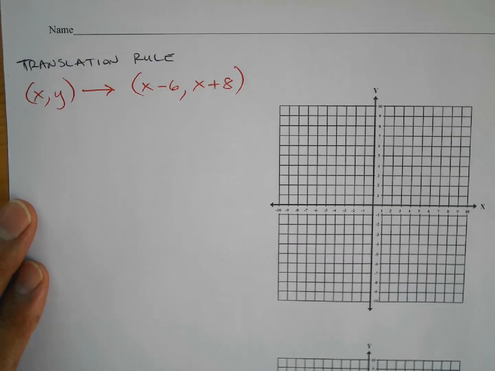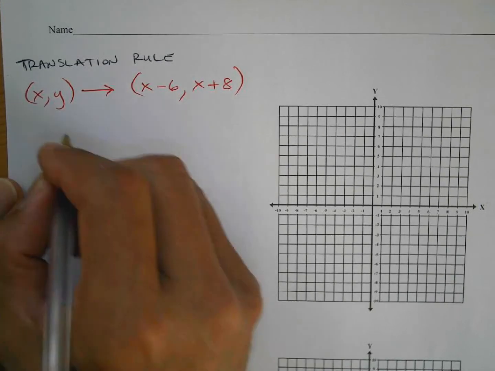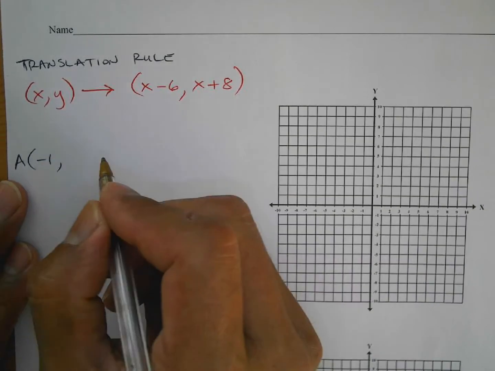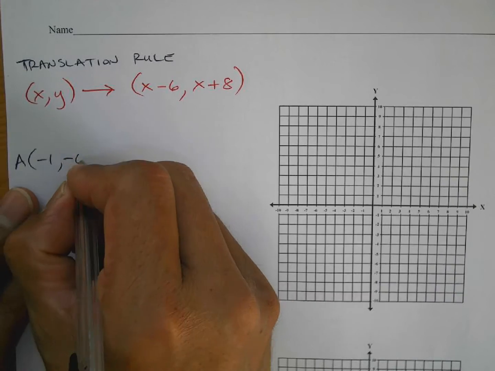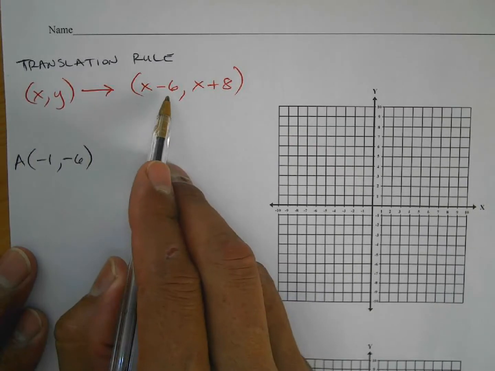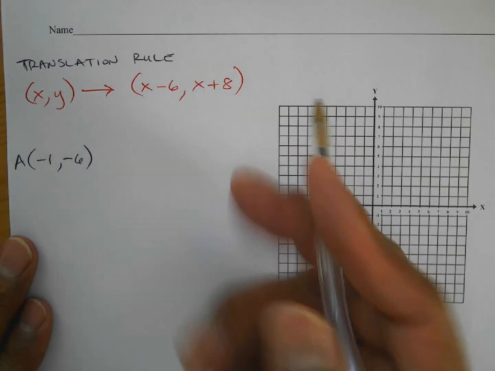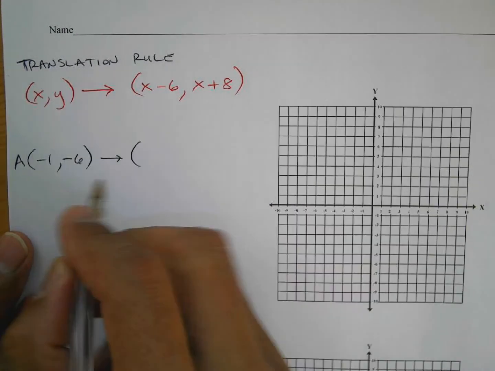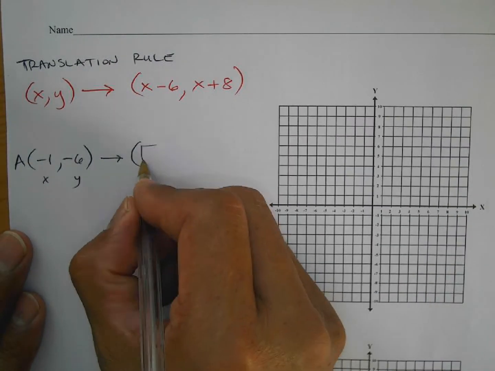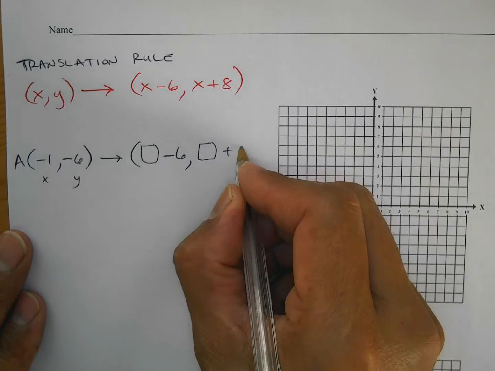And let's say that they give me this point. Let's say this example, point A. A is -1, -6. Then if I'm moving this point, I'm going to do this to the x coordinate, and I'm going to do this to the y coordinate. So for this value of x, I got to subtract 6 to it. And for the value of y, I got to add 8 to it.